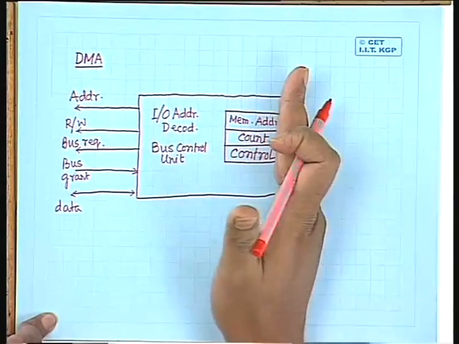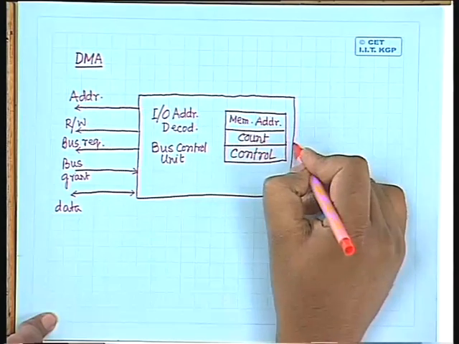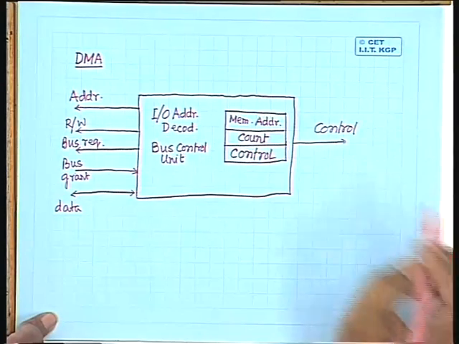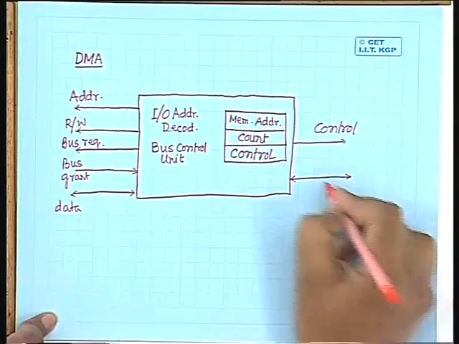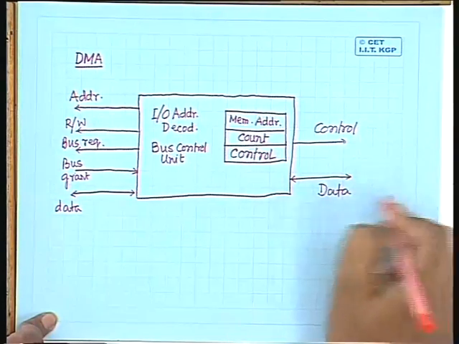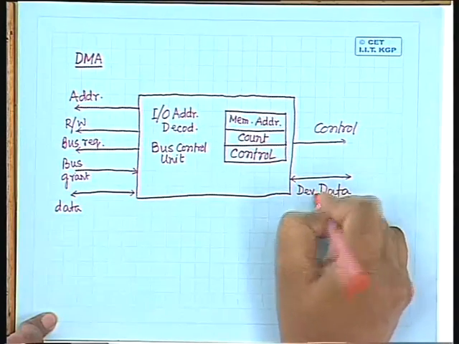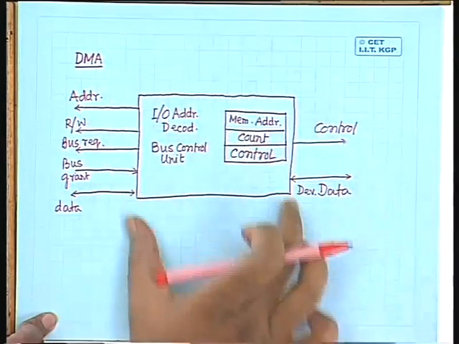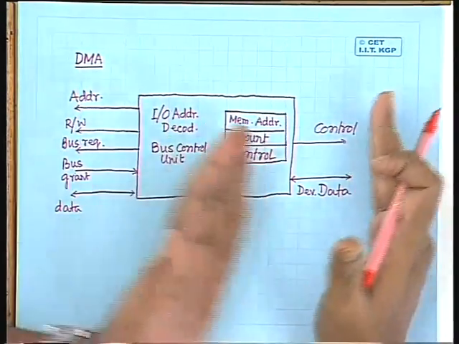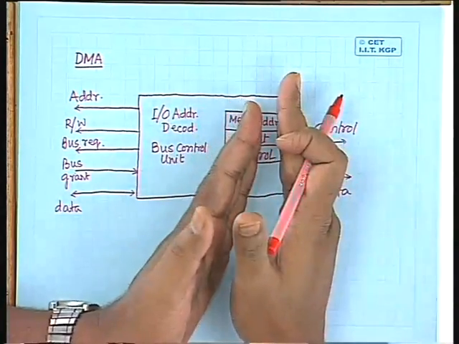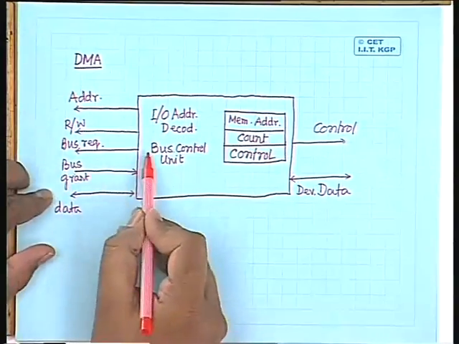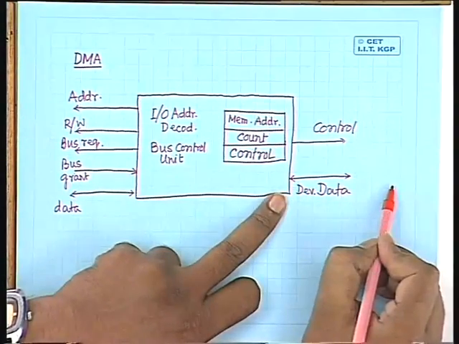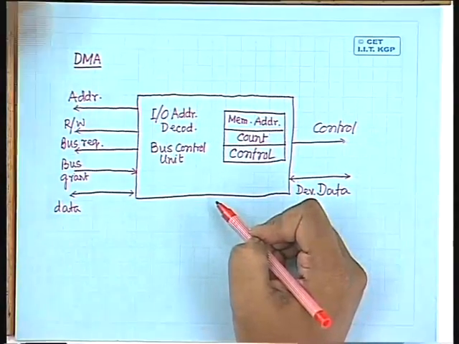On the other side, the DMA controller has to be interfaced with the device. That means I'll have a number of control lines for controlling the IO device. I also have to have a number of data lines which will carry the device data. So the responsibility of this DMA controller will be that on one side it is interfaced with the device, so it can get the data from the device, and on the other side it is interfaced with the memory, so it can send the data to the memory. Similarly, it can get the data from the memory and send the data to the output device. And while performing this operation, the read and write operations by the CPU are no more needed.